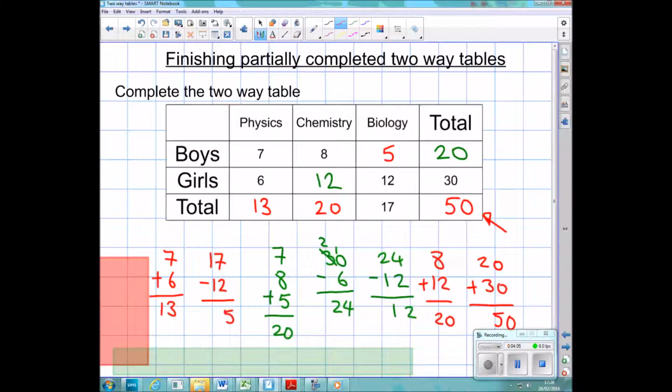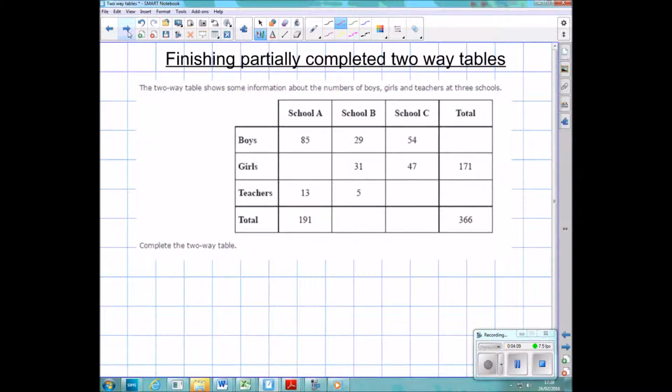What I'm going to ask you to do now is pause the video and have a go at this question here. This time there are 3 rows and 3 columns with totals added at the end, and the numbers are slightly bigger, but I want you to take your time, starting with the columns, then moving to the rows, and see if you can complete it. So pause the video now, give it a go, and then we'll go through the answers in a moment.